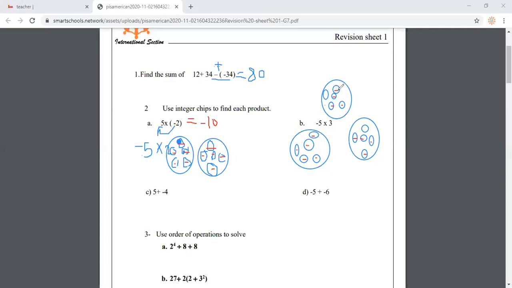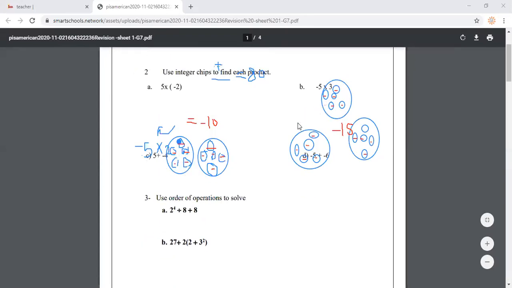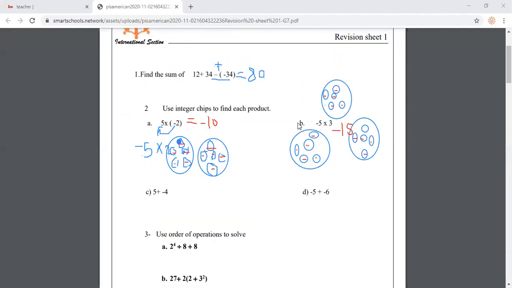Right, let me ask you a question, and then I will move with you to another part. What about if the question was -5 times -3? So what do we have to do? How can we represent this one? 15. Yes, positive 15. And how are we going to answer by integer chips?